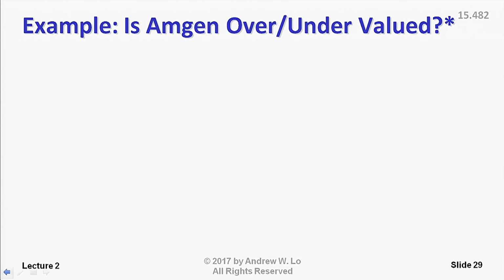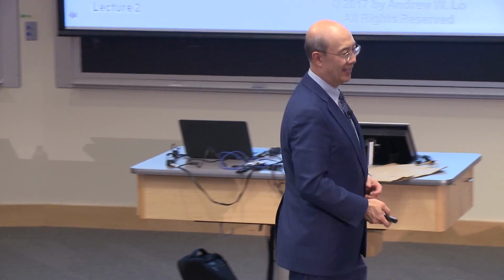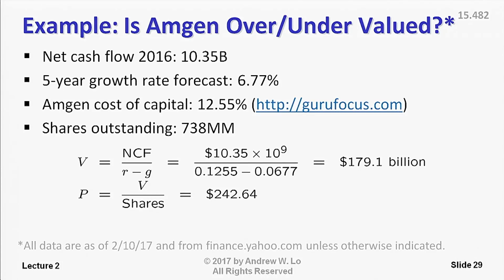Here's a very quick back-of-the-envelope calculation that I don't want any of you to take seriously, but it actually shows you in a nice way how you might use some of the analytics that we develop. Okay, so what we're going to do is a simple net cash flow analysis of Amgen. Amgen has about $10.3 billion in net cash flows as of last year. That's the amount of cash that was just coming through the company to its shareholders. That's a lot of cash.